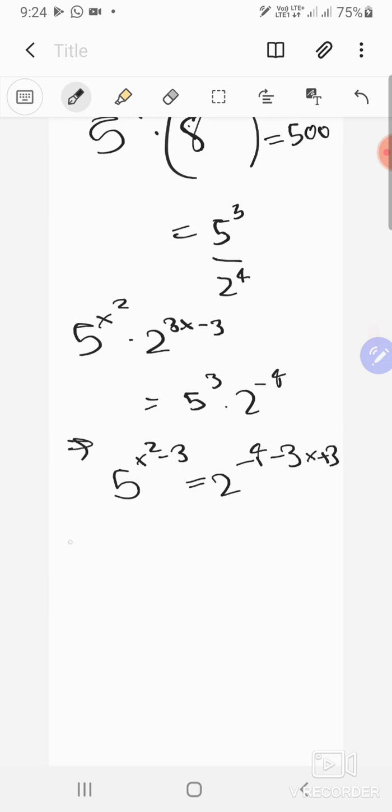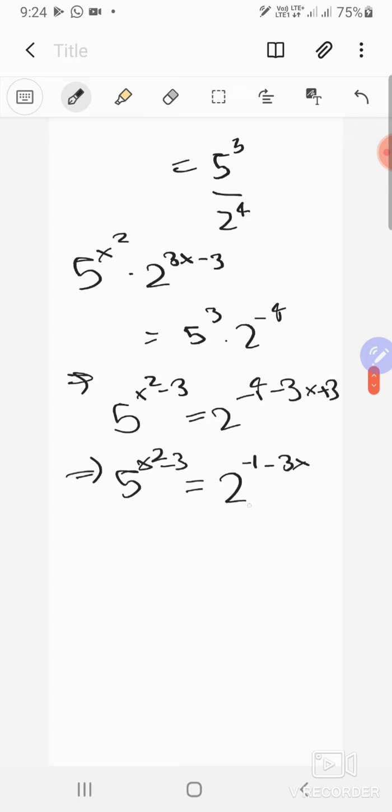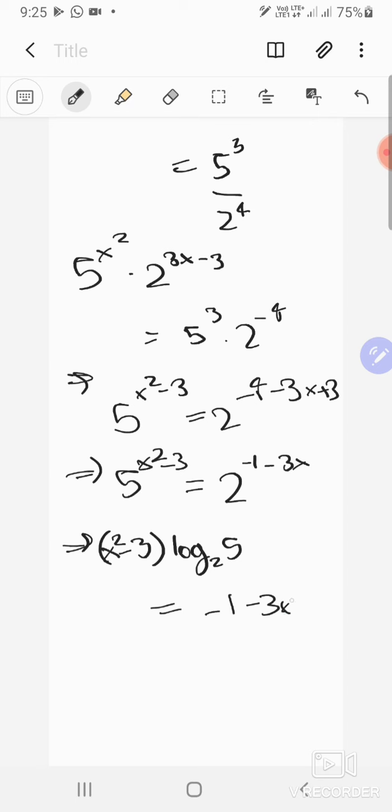I think we are going correct on that. Like 5 raised to x squared minus 3 is equal to 2 raised to minus 1 minus 3x. So now what I'm going to do is take the log base 2 of both of these. So that will give me x squared minus 3 into log base 2 of 5 is equal to, well, that's gone, so minus 1 minus 3x.